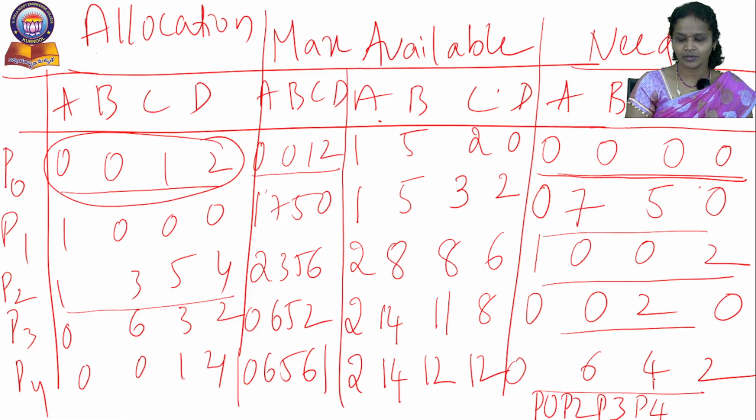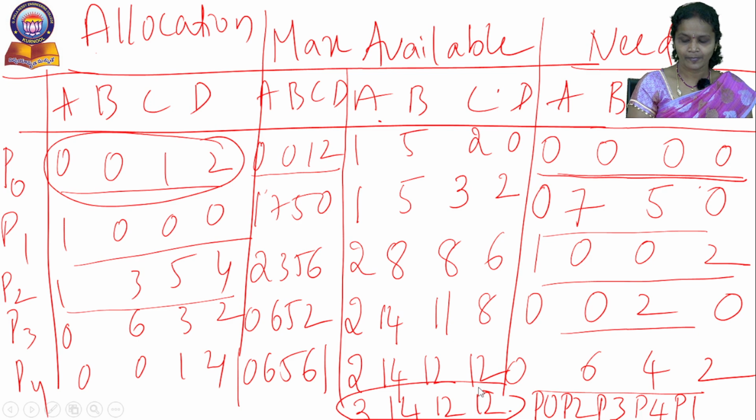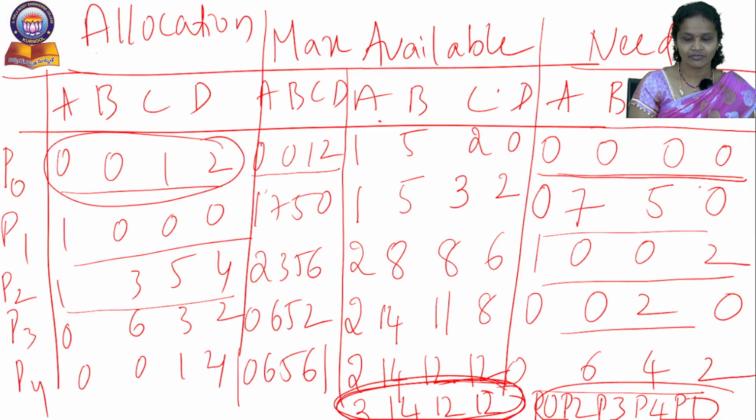Finally, after process P4 completes its execution, we are going to give the available resources to process P1. Even P1 also completed its execution. If that is the case, we will be getting 3, 14, 12, 12. This is how we are going to generate a safe state sequence. Here these are the total number of resources that we have in the system. One thing we need to remember is whether the count we get here is equal to the total number of resources in the system or not.